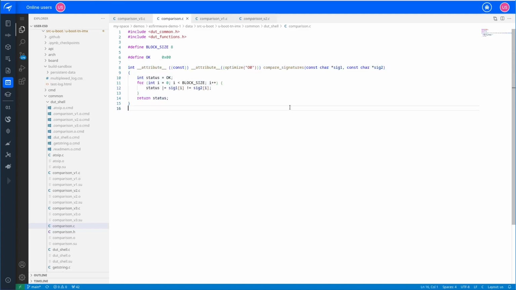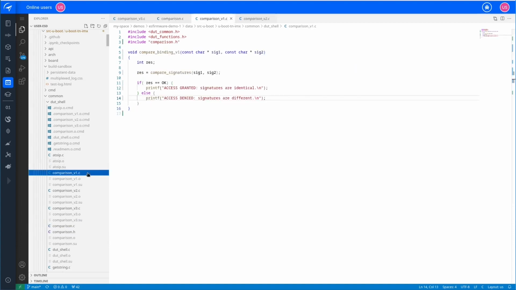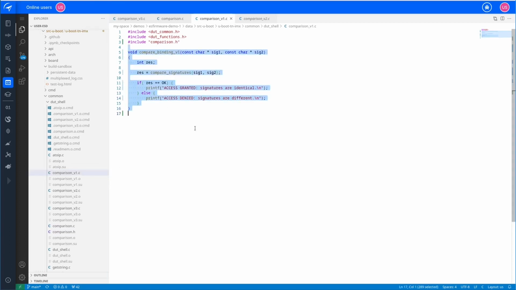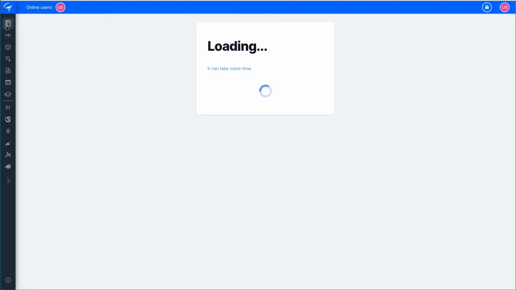And the comparison function is here. It just compares 8 bytes. Again, this is just an example. And because we want to make it simpler for us to see what's going on, instead of running that function at boot, we're going to simply make a binding on the command line of the firmware in order to be able to run that. The binding looks like that. So it takes two signatures and it compares them. And if they are equal, it prints access granted. Otherwise, it prints access denied. So that's going to make it simpler for us to see what's going on, but you get the idea. It's supposed to be running at boot.